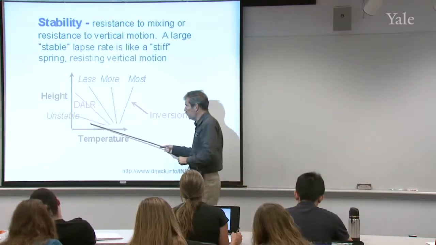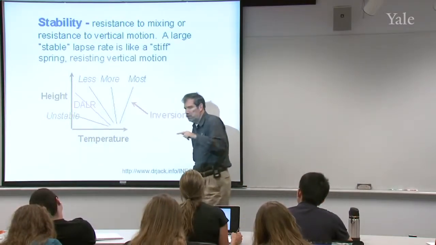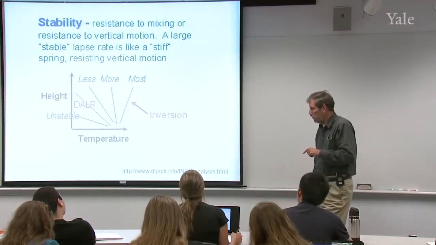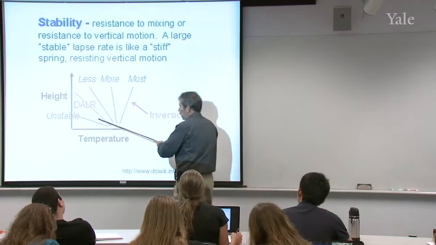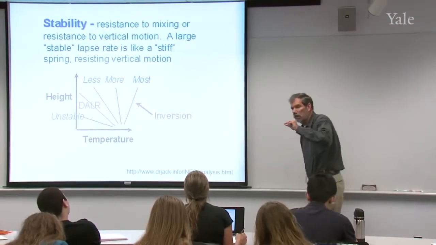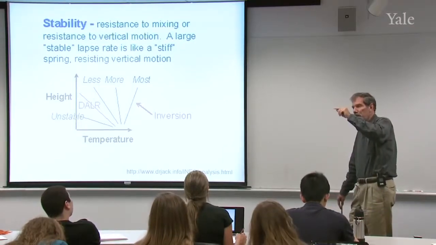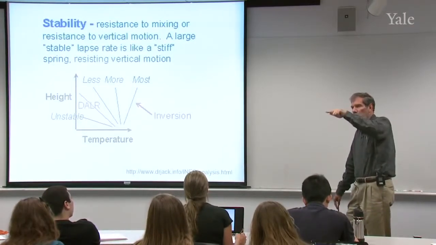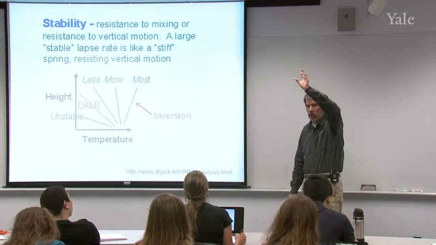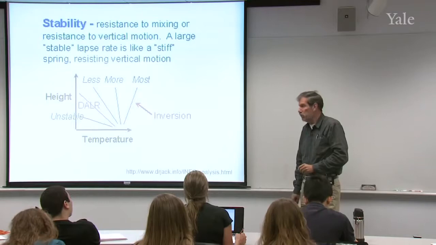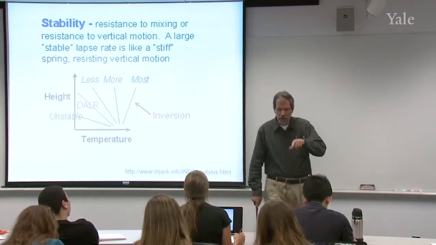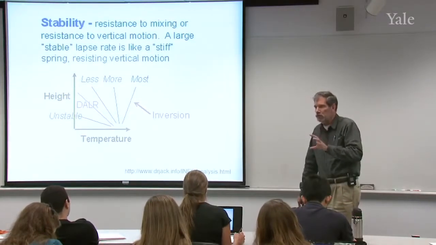The unstable case is where you have a very strong decrease in temperature with height. Then if you lift a parcel along the dry adiabatic lapse rate, it's actually getting warmer than its environment. So when it's been lifted a little bit, it finds itself warmer than its local environment. That means it's buoyant and it's going to rise further. That's the unstable situation.